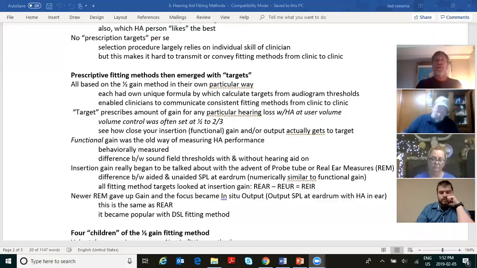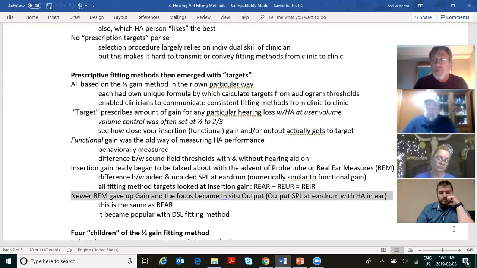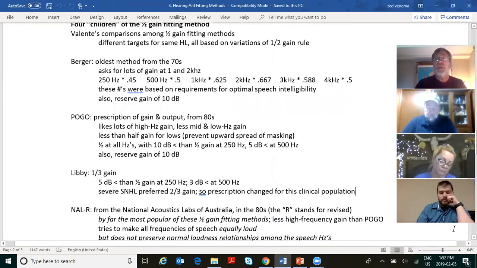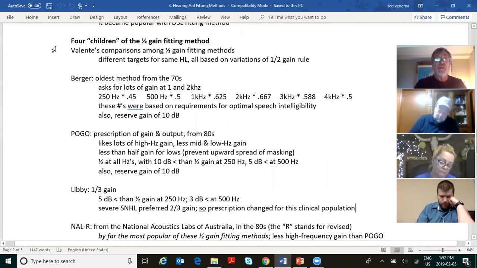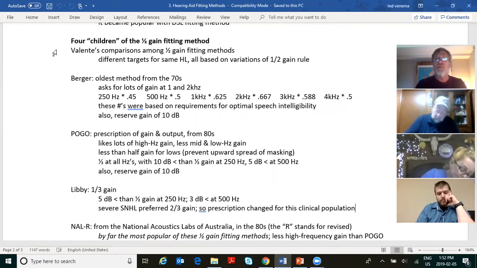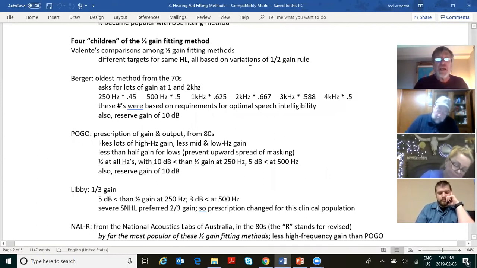So back to my set of lies, we'll do a quick description about the 4 children of the half gain rule. Move on down. Here, 4 kids. The first one's name was Berger. And there's a guy named Valenti, and he lives in St. Louis, Missouri, and he writes about it. So if you ever want to Google up Valenti and fitting methods, you'll find it all over the place. Okay? You get all 4 different methods, all based on variations of the half gain rule.